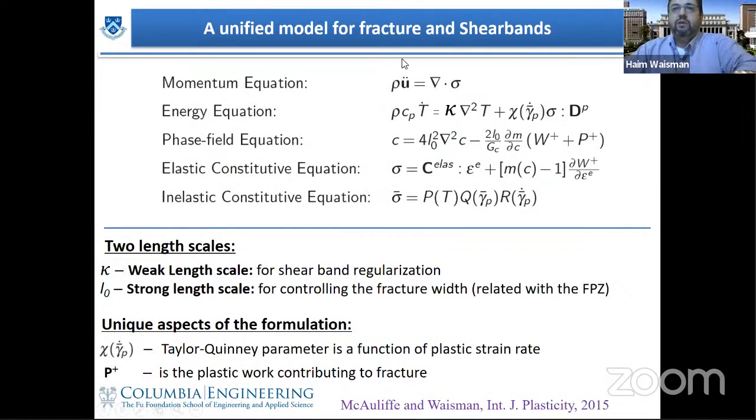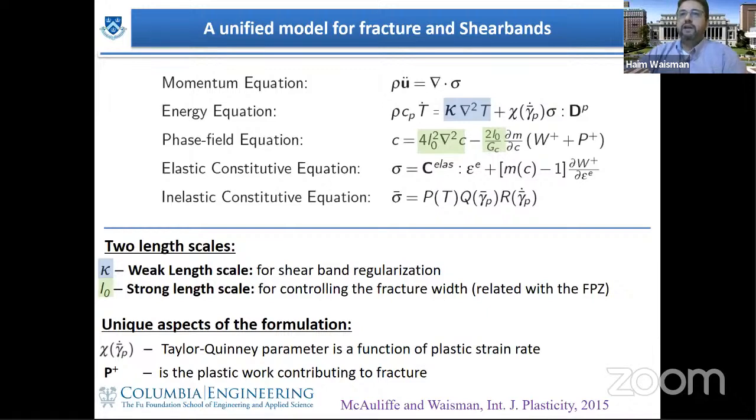And you can see that now in this model, we have introduced an additional equation, the phase field equation. And so now we have these 5 PDEs that we need to solve in order to get both shear bands and fracture. Now note that we have a weak length scale here, denoted by kappa, and a strong length scale denoted by L0.